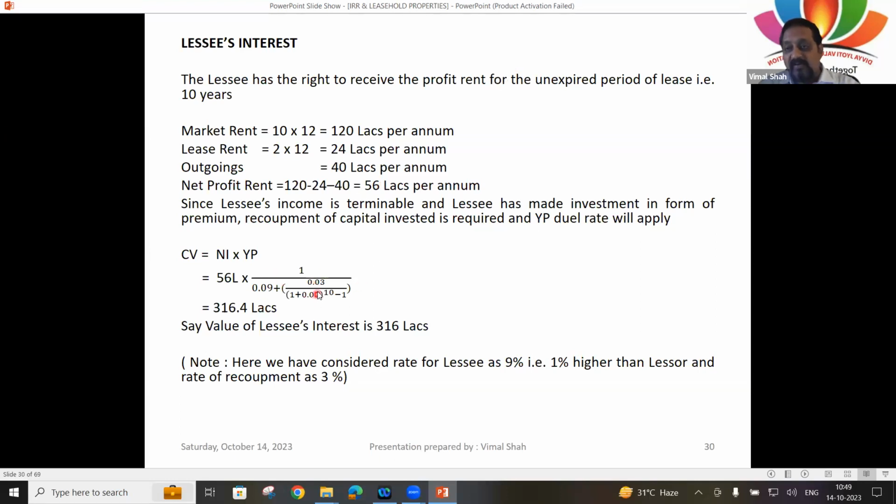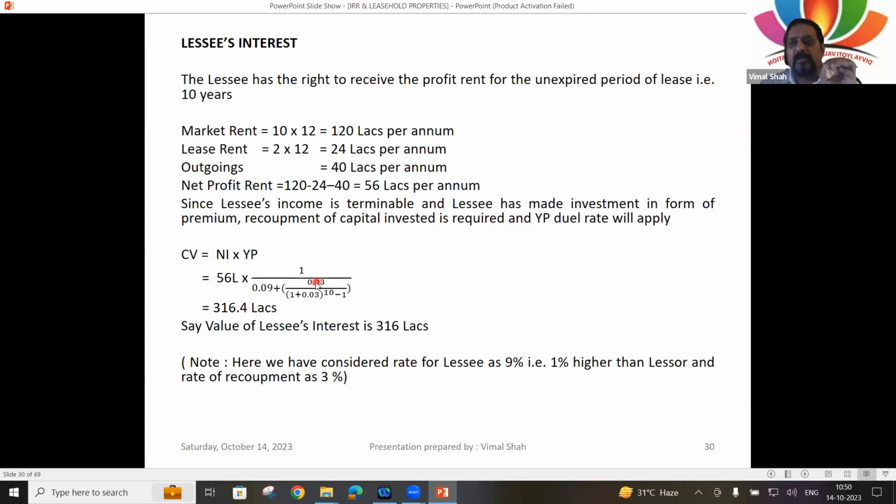Now here I am using the YP dual rate formula. Why the YP dual rate formula? Because this profit to him is for only 10 years, for a limited period, and he had paid a premium to acquire the lease right. Since he had paid the premium, recoupment of the premium will be required. When recoupment of capital is required, we use the YP dual rate formula, which is 1 upon R plus S, where S is the annual sinking fund factor of R upon (1 plus R) to the power n minus 1. Here small r is the rate of recoupment.